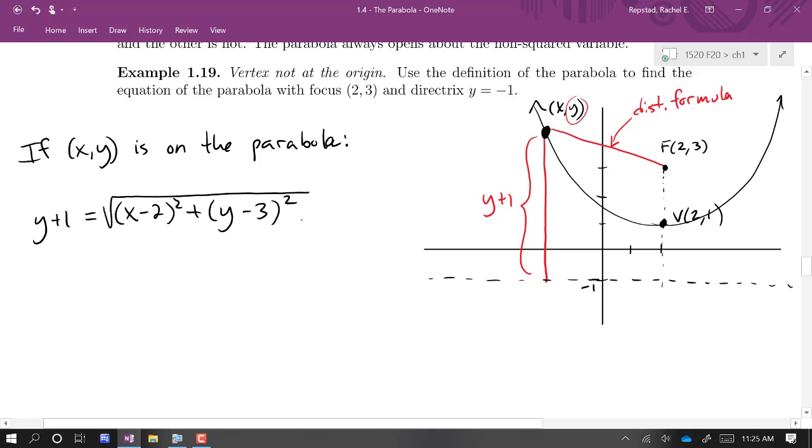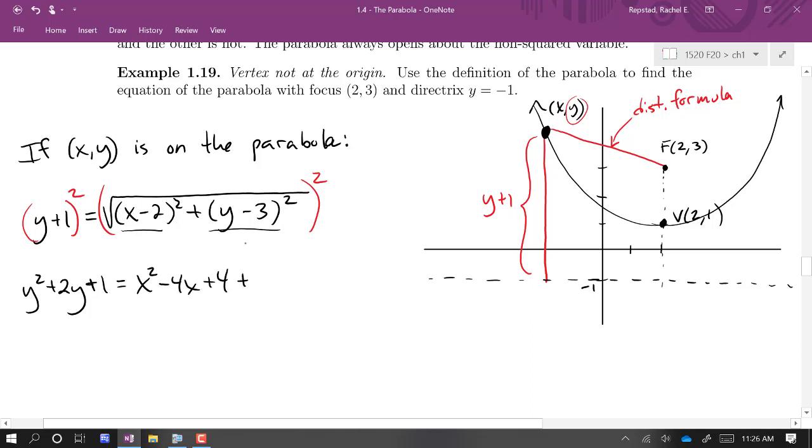I'd like to simplify it so it looks a little bit nicer. I will square both sides. I'm going to FOIL out or expand out the square on the left, so y plus 1 squared is y squared plus 2y plus 1. On the right side, I'm squaring, so I've gotten rid of the radical, and then I'm going to expand both of those squares. So we have x squared minus 4x plus 4, and then plus y squared minus 6y plus 9.